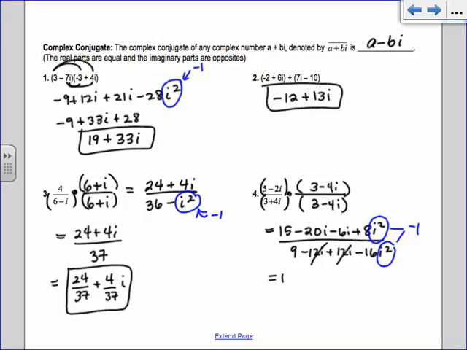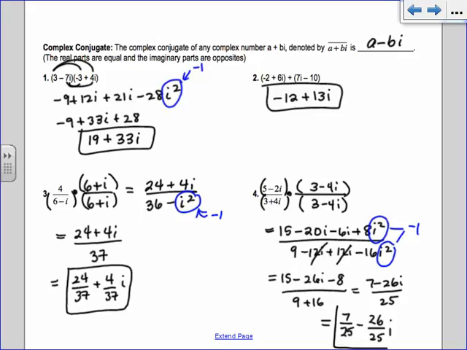So you're going to get 15 minus 26i, and then you're going to have minus 8. And you're going to have 9, and then negative 16 times negative 1 is going to be plus 16. So we get 7 minus 26i all over 25. So your final answer is 7 over 25 minus 26 over 25i. So 0.28. No, we don't want decimals. Decimals are not exact answers.